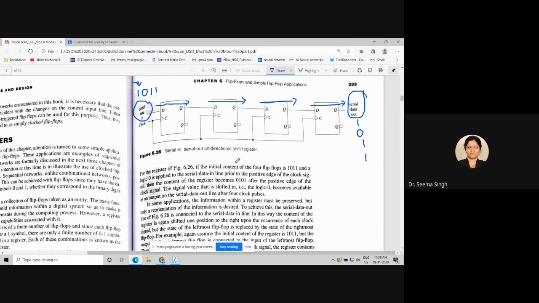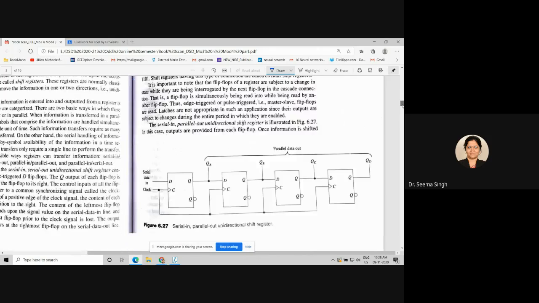For serial in, parallel out, they give connections at each flip-flop. The data will be fed serially, but you need not wait for the 5th, 6th and 7th clock cycle. In the 4th clock cycle only, the data can be out in parallel. This is what it is showing.